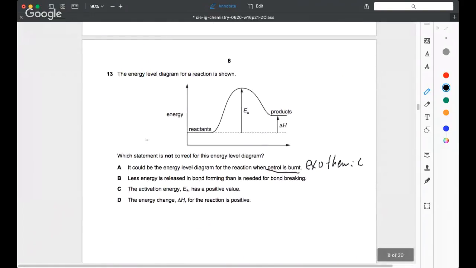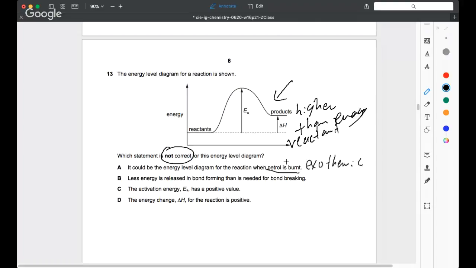Okay, number 13. So which is not correct. So from this energy profile, we can say that the energy of the product is higher than the energy of the reactant, which means there is an energy input into the system. That is the definition of an endothermic process.